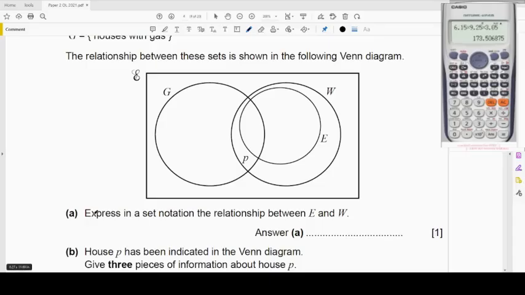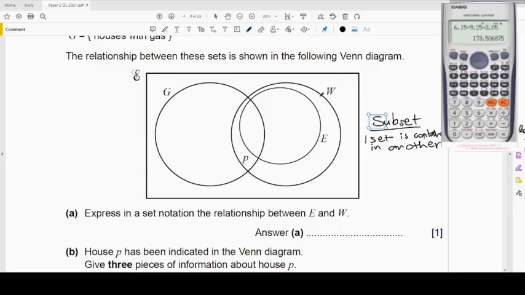Okay, now A says express in set notation the relationship between E and W. Now you can see that this set E, or this circle, I'll refer to them as circles, you can see that this circle E is completely inside the circle W. And when we have such a scenario that one set is completely contained in another set, we call that a subset. So that means one set is contained in another. So we would then say that E is a subset of W.